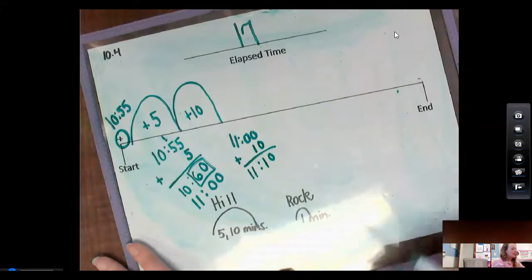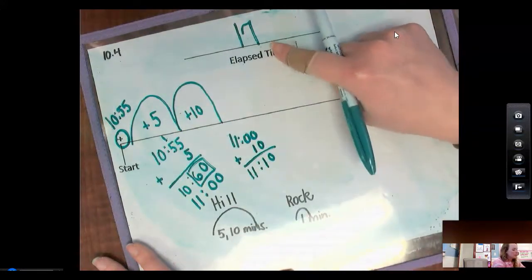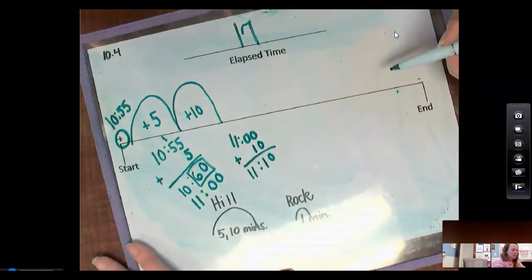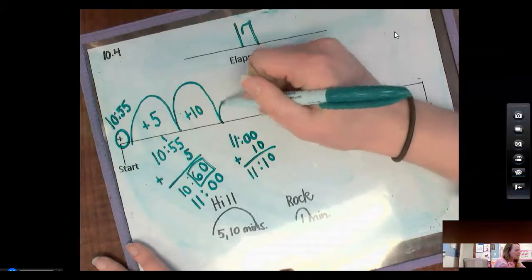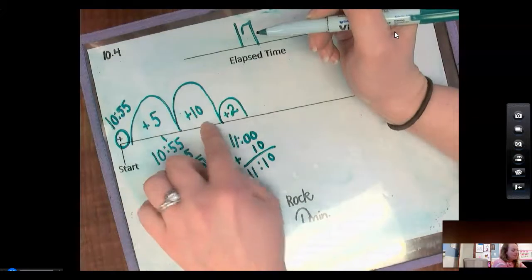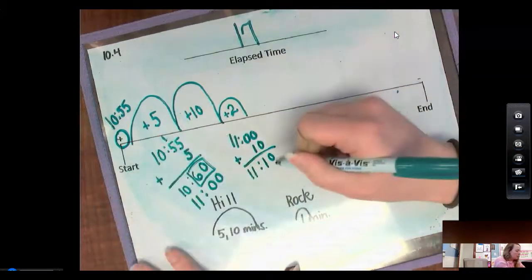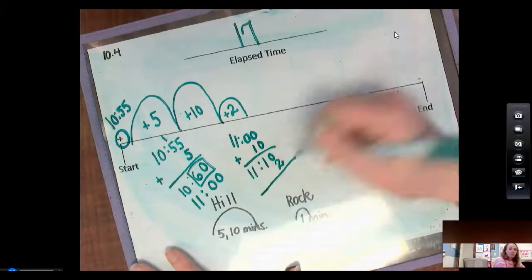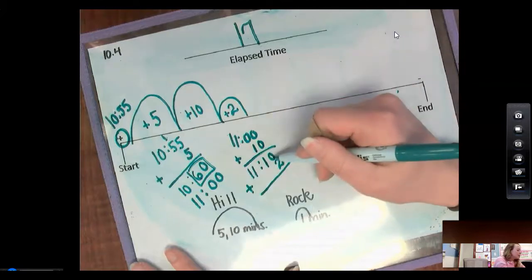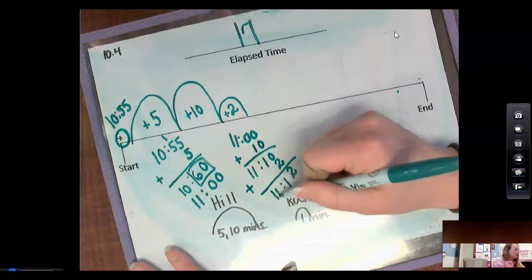All right, let's see. 10, 15. I need to go 17 minutes. So what am I going to do? If I'm at 10 and 15 and I need to go 17 minutes, what am I going to do? If you said, let's do a rock of 2, you're exactly right, because I would go 10, 15, 17. So I'm going to add 2. 0 plus 2 is 2. Drop your 1, drop your 11.